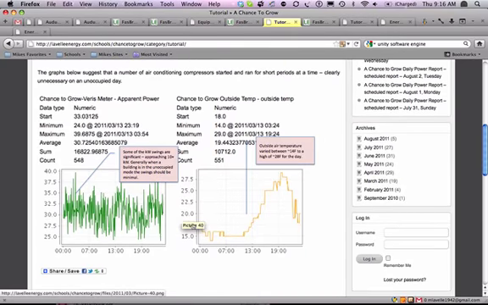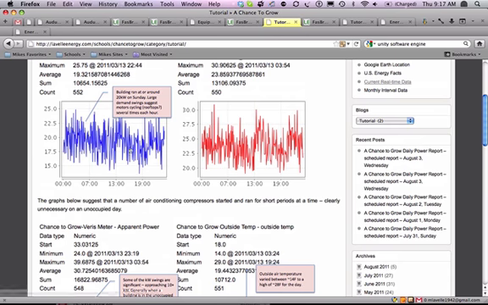Let's scroll down and see the temperature. The temperature was very cold, 15 degrees up to about 27.5 degrees. So why were compressors going on and off?